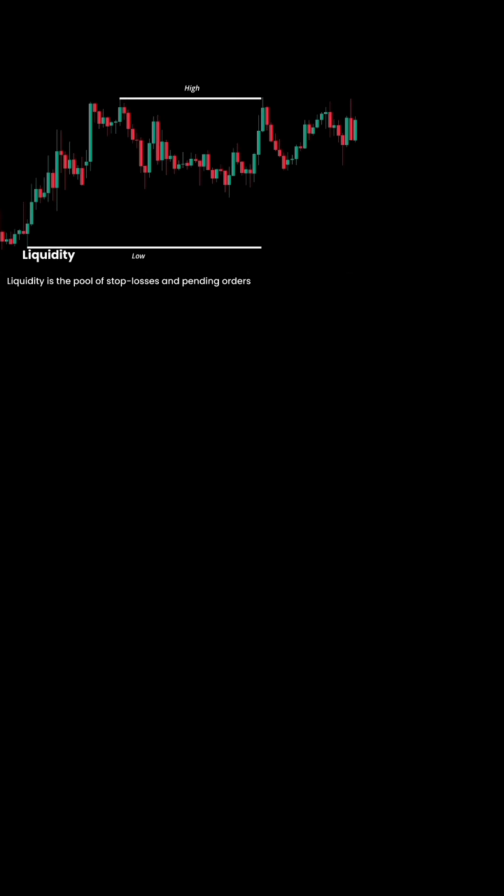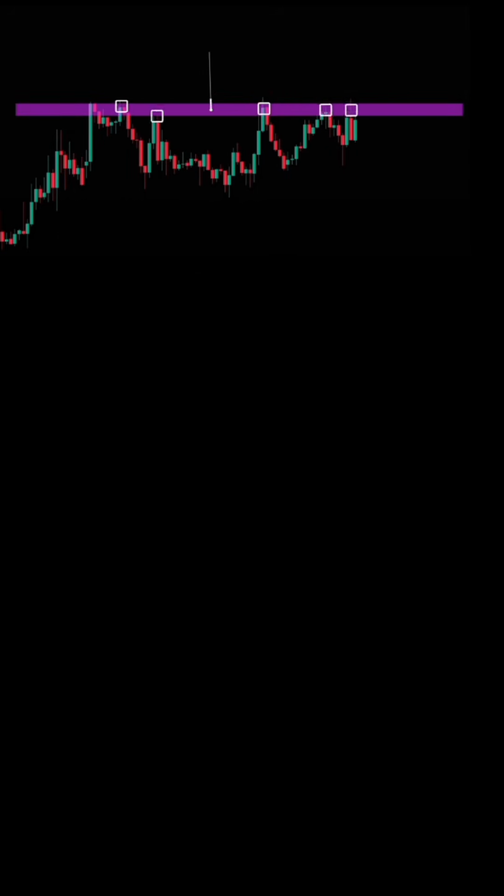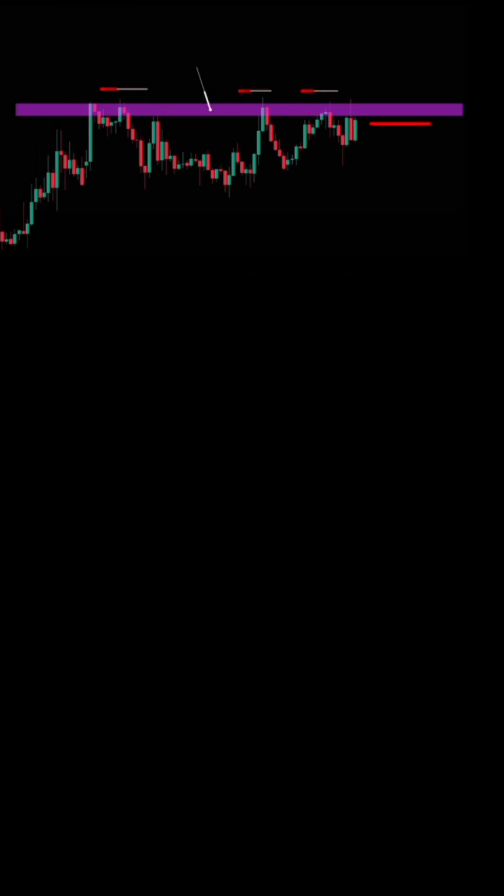What is liquidity? Liquidity is the pool of stop losses and pending orders around obvious highs, lows, trend lines, equal highs, support, and resistance. At resistance, you'll have reversal traders placing short orders with their stop losses above. You'll also have breakout traders placing long orders with their stop losses below. This creates a pool of orders stacked in these areas, which creates liquidity.